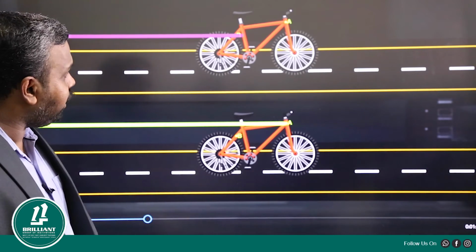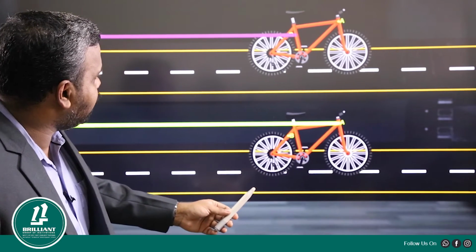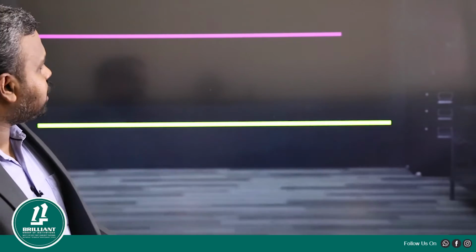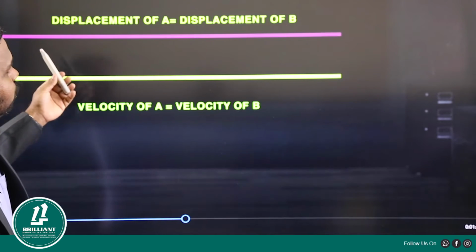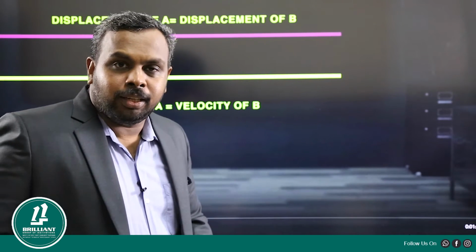Displacements of the points A and B. Okay, so let us take a particular distance traveled by the cycle. After that, let's have a comparison of the displacements of A and B. Look at the length of the colors. They are exactly similar, right?